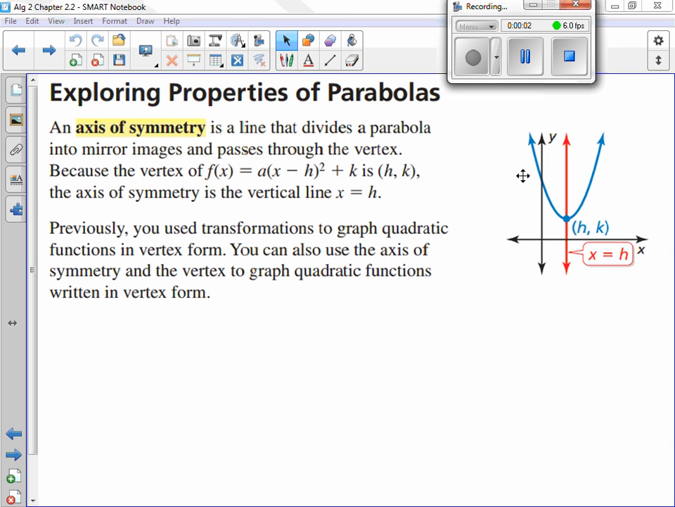So what we talked about yesterday is this vertex form: a parentheses x minus h squared plus k, where h and k give us our vertex, and x equals h is the axis of symmetry. Yes?